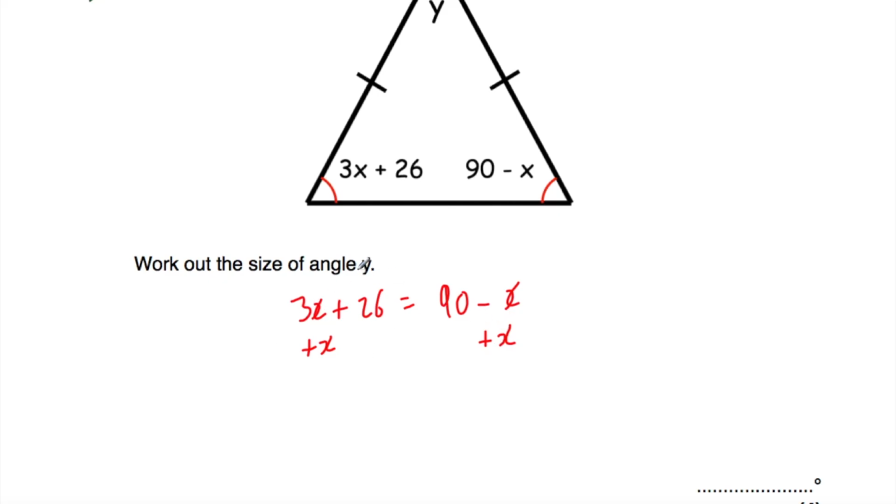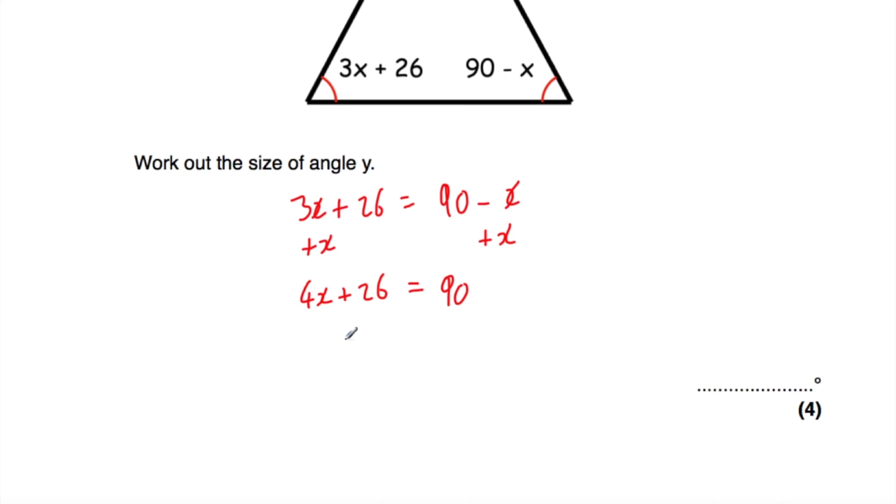So on the left-hand side, we had 3x plus 26. We're adding x, so 3x's plus x would be 4x's plus 26. That's what you get when you add an x at the left-hand side. And on the right-hand side here, we had 90 minus x. We're adding x to get rid of the minus x, so that's just going to become 90. So the right-hand side is just 90, because we're adding x to get rid of the minus x.